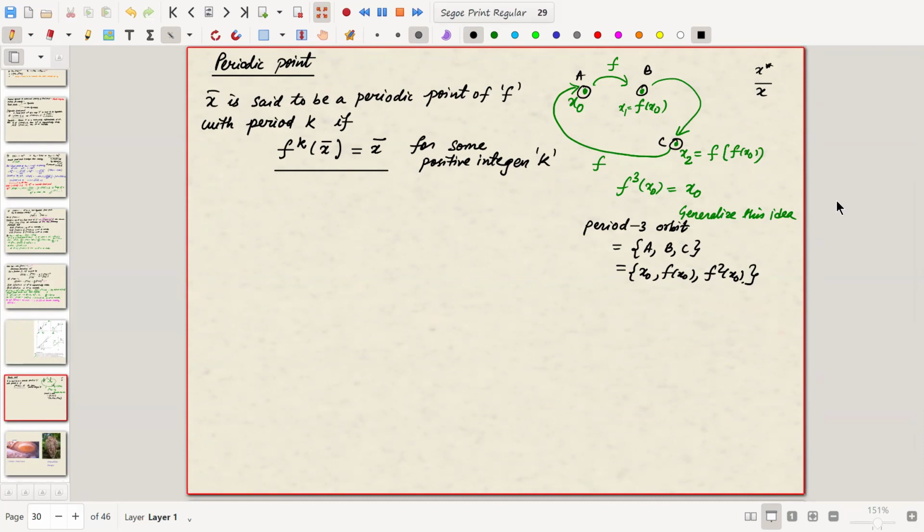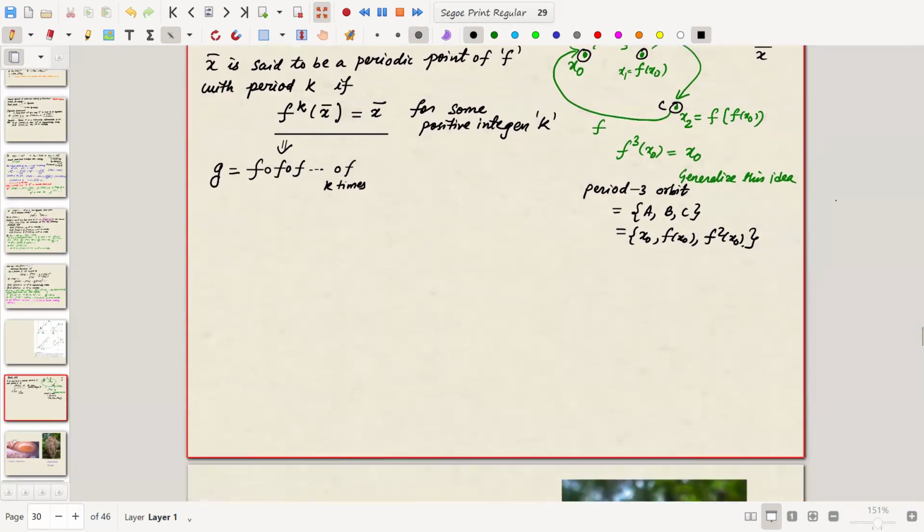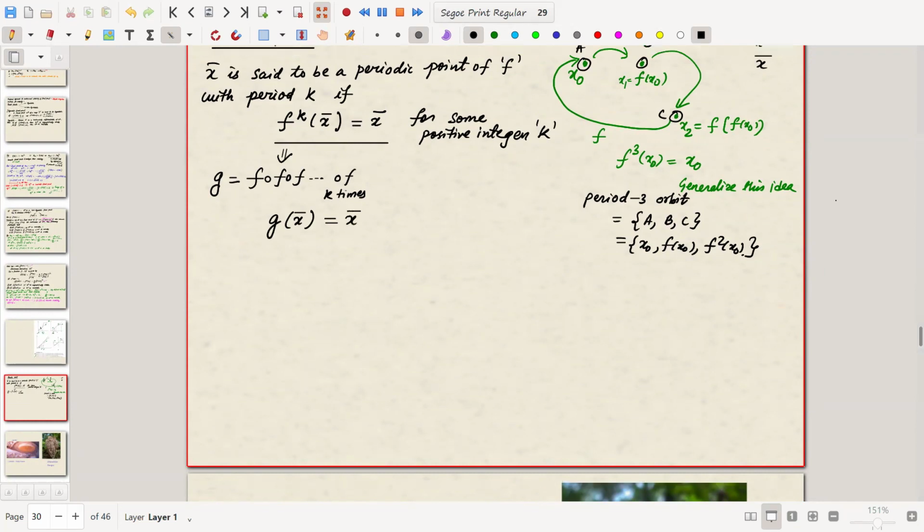f^k times is again a function, isn't it? What does this mean? This means f composed with f, again composed with f, k times. This again is a function. Suppose I say this is function g. Then what do you write? g of x bar equals x bar.